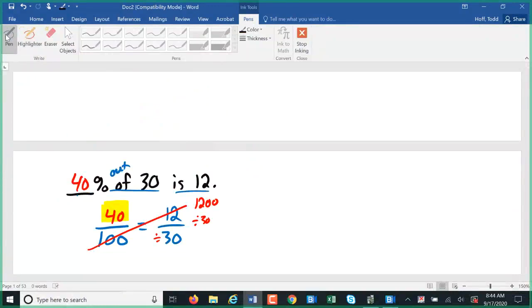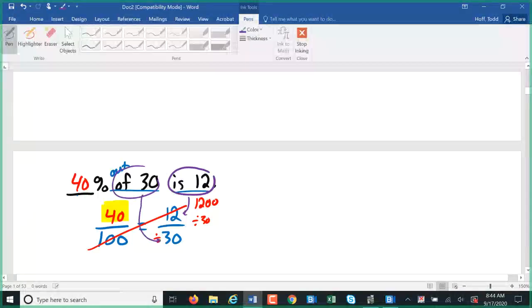And they kind of line up. They match up. Now, there are some textbooks, some teachers that teach a shortcut. They call it is over of. And for these types of simple little sentence problems like this, it's true. The is the 12, that goes on top. The of is the 30, that goes on bottom. Is over of.